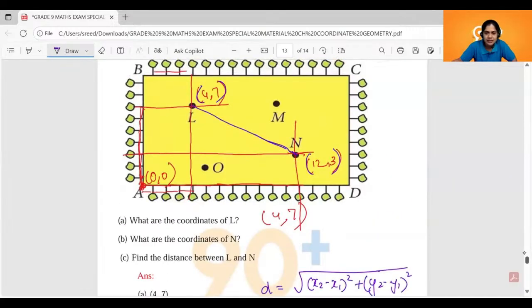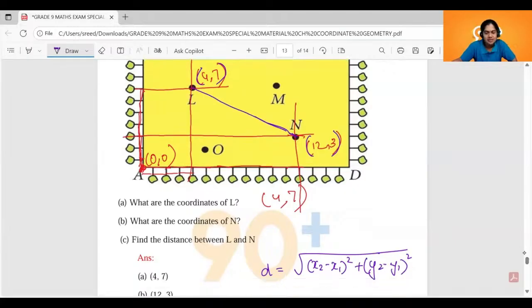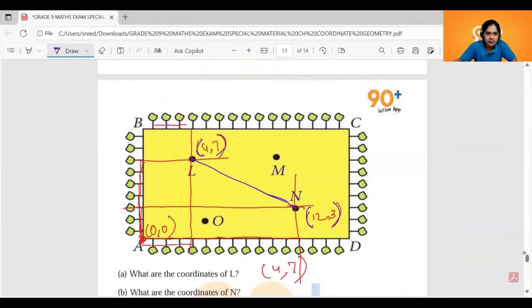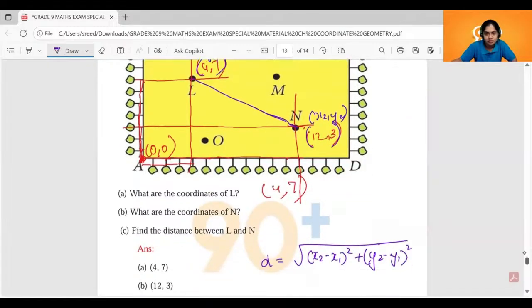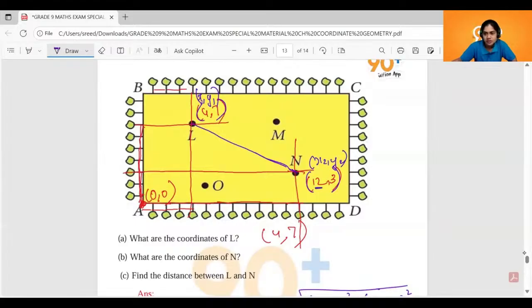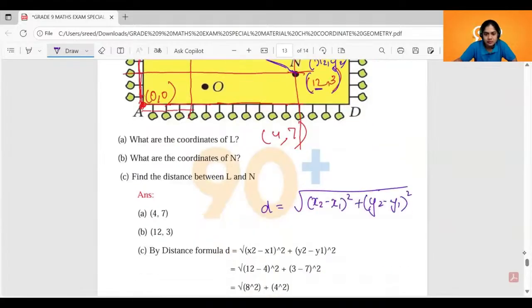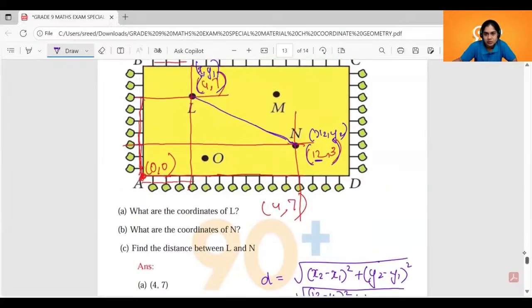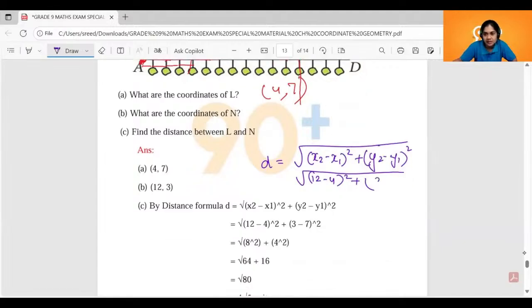You can take any one of the pair as the first ordered pair. So L, N. Let this be x1, y1 and this be x2, y2. Then there will be no confusion. So x2 minus x1 means x2 is 12, x1 is 4, so 12 minus 4. Root of 12 minus 4 the whole square plus y2 minus y1 means y2 is 3, minus y1 is 7, correct?